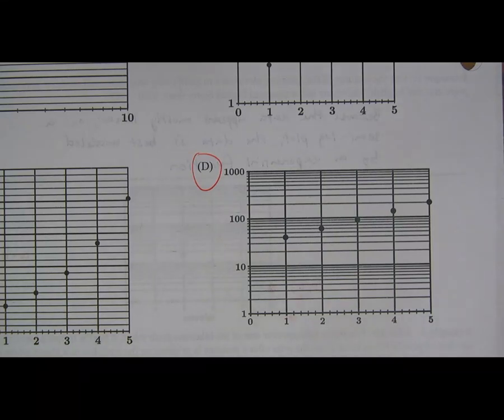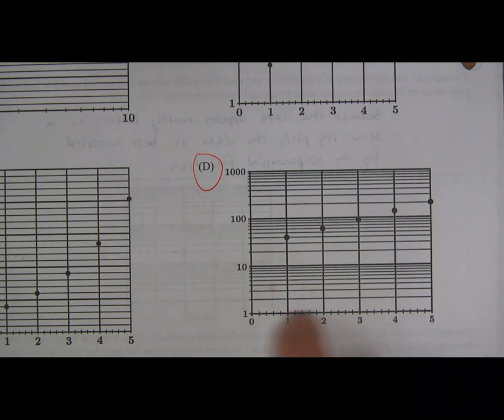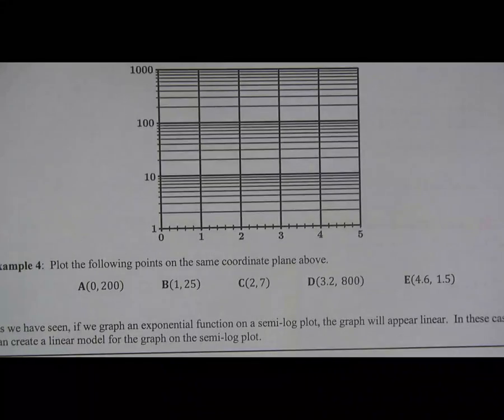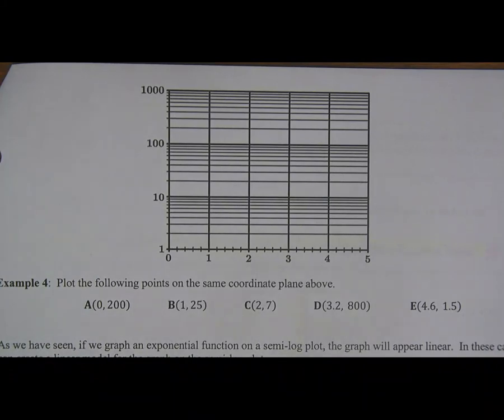Semi-log plots are always going to look the same. They're always going to have this kind of big gap that gets smaller, and then a big gap that gets smaller, and a big gap that gets smaller. That's easy. Let's practice plotting points on here, just to make sure we remember that. We've seen this in notes before.